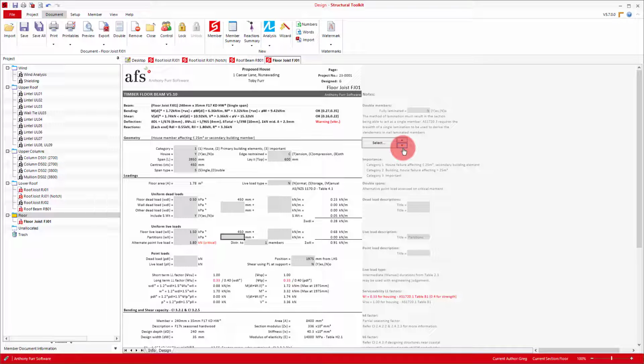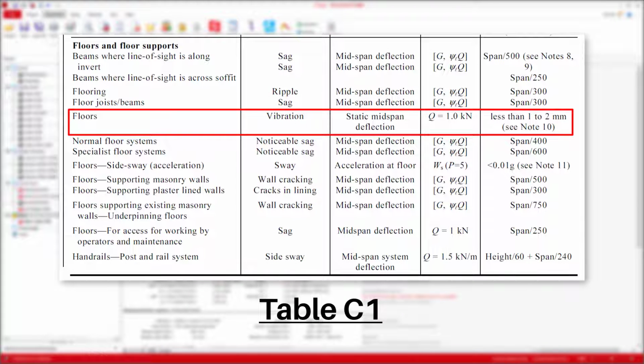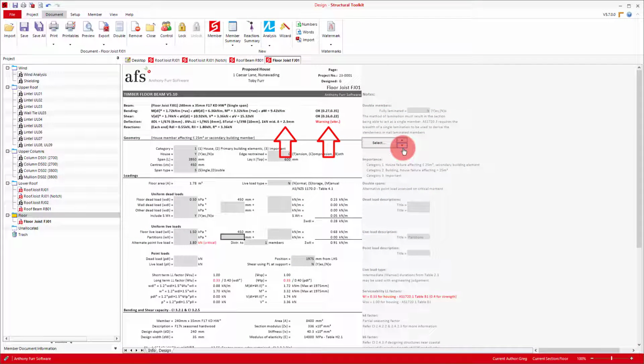However, there is a warning to the right to do with vibration. This isn't something that comes into the roof beam design. AS 1170.0 recommends for floors that the midspan deflection caused by a 1 kilonewton live point load should be less than 1 to 2 millimeters. This check is incorporated into our floor joist design, and we can see at the moment that we're at 2.3 millimeters deflection, or in other words, vibration may be an issue.